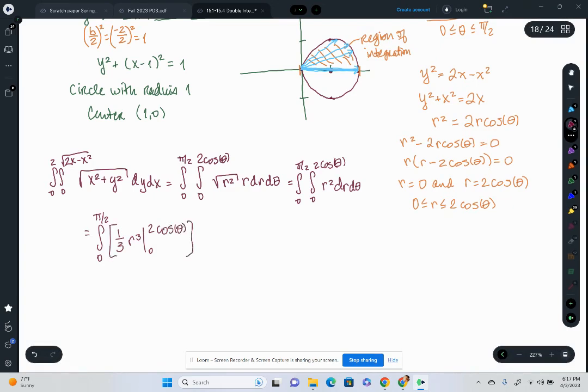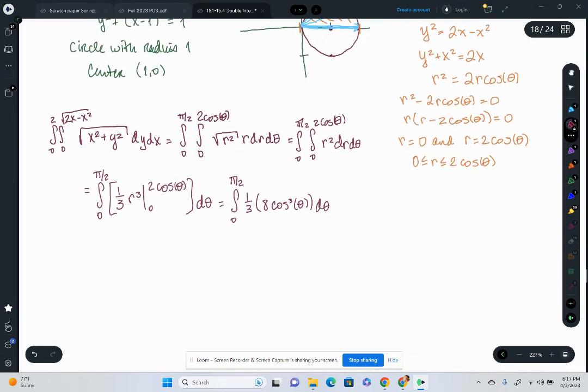And then after we evaluate that, we will go ahead and deal with d theta. All right, so if I plug in 2 cosine of theta, I still have my integral of 0 to pi halves. I have a 1/3 times 8 cosine cubed of theta, d theta. All right, so we need to know how to deal with cosine cubed. And it turns out there's a handy little trick that we learned back in Calc 2.